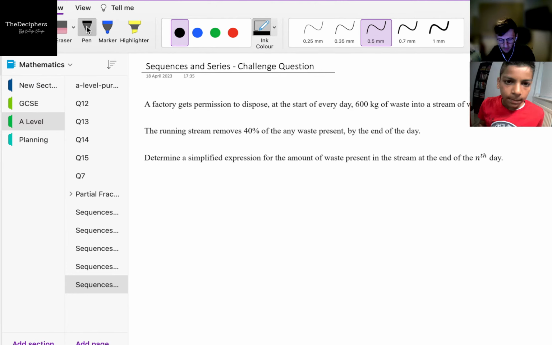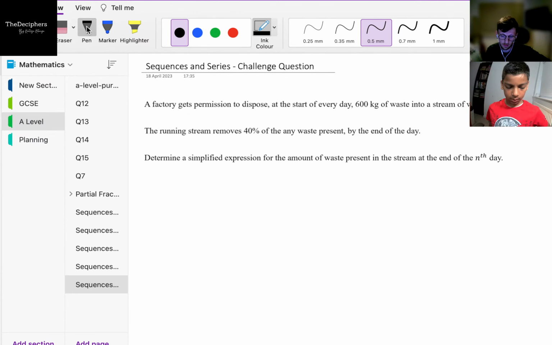So a factory gets permission to dispose, at the start of every day, 600 kilograms of waste into a stream of water. How dare they? The running stream removes 40% of any of the waste present by the end of the day. Determine a simplified expression for the amount of waste present in the stream at the nth day.